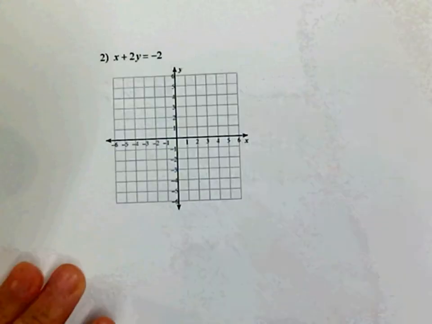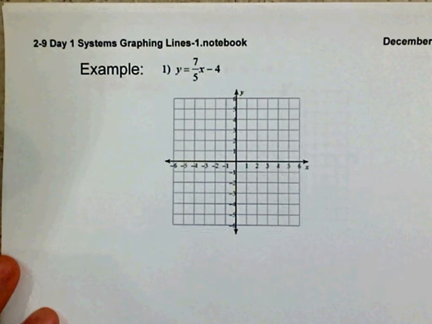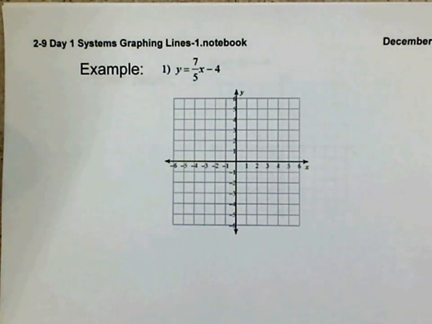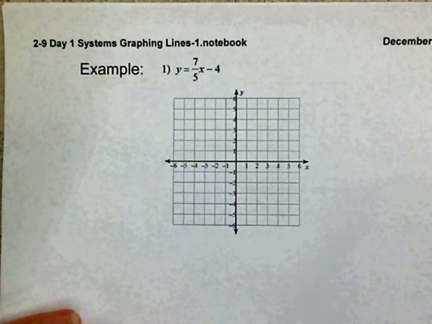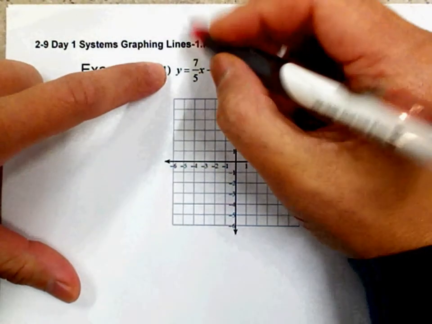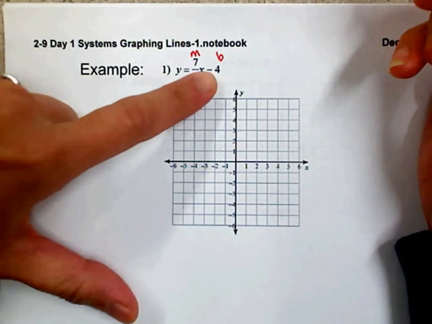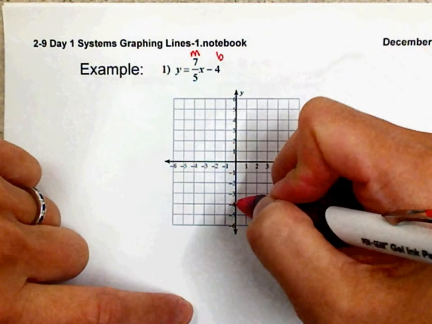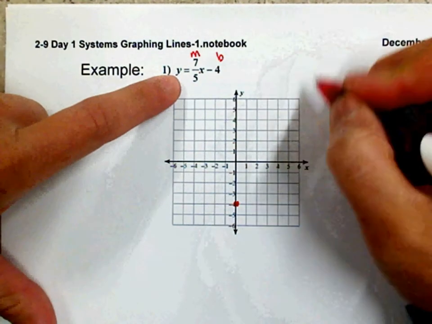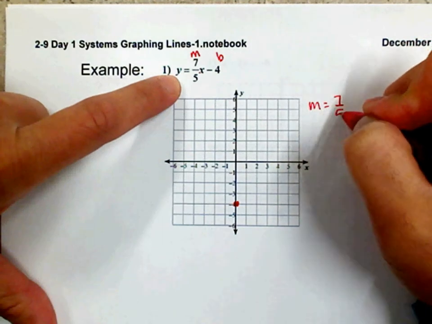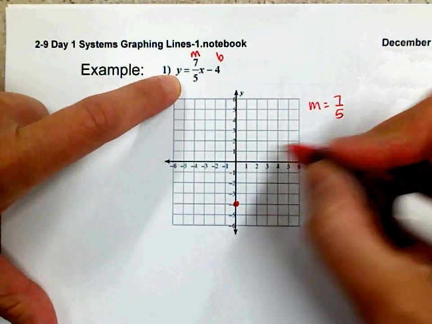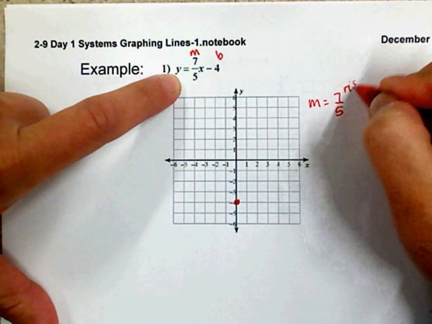All right, so let's take a look at this first example. Make sure you get a ruler. Your slope is right here and your y-intercept is here. Okay? So b is equal to -4, so I'm going to go -4. Your slope is 7 over 5. So that means this is your rise, this is your run.